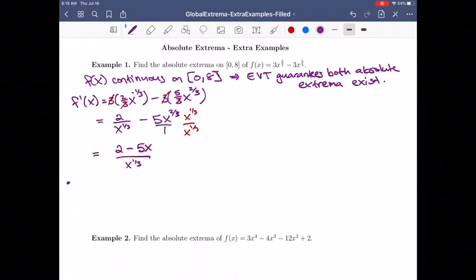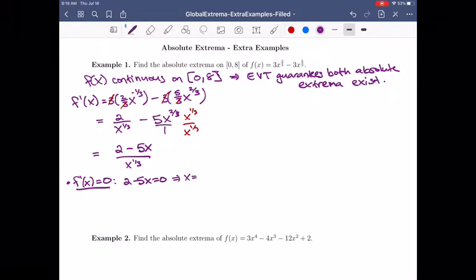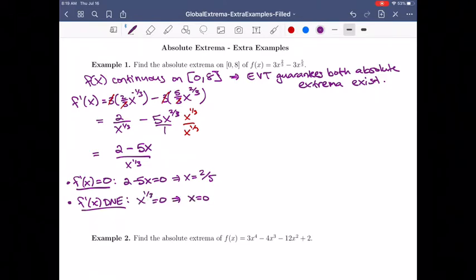So we want to say, okay, where does this derivative equal 0? Well, that's when the top is 0, so that's where x is equal to 2/5. And where does this derivative not exist? That's where the bottom is 0, which is when x is 0. Technically these are both in the interval, except this one is an endpoint. So we were going to check it anyway. But 2/5 is in the interval from 0 to 8, so we're going to keep it.